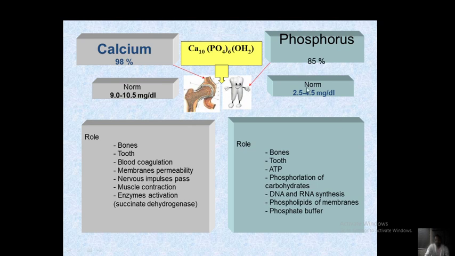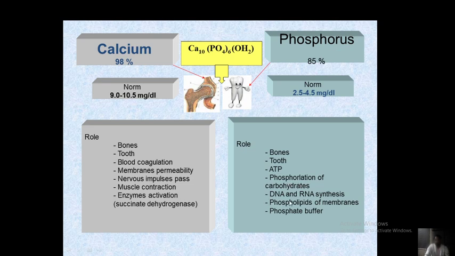Whereas phosphate, what is the role of phosphorus? In the bone it is a storage form, and in teeth also a storage form. ATP is required for energy production, and this is a phosphate. Phosphorylation of many carbohydrates: when a carbohydrate gets phosphorylated, its action depends on that. Some are active in the phosphorylated state, some are active in the dephosphorylated state. So it will depend on the activity.